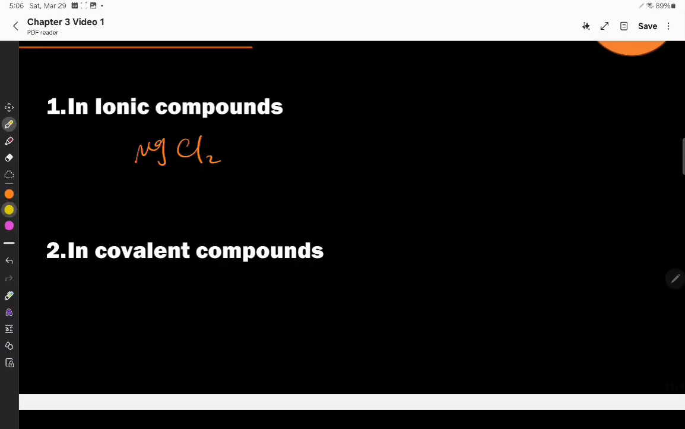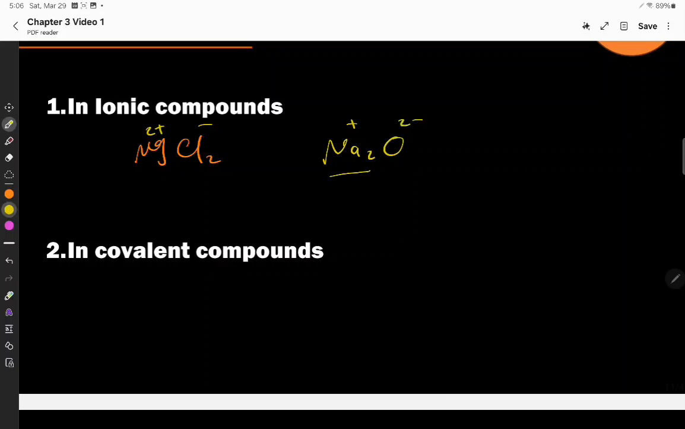Magnesium here is positive, it will be 2 positive, and chlorine will be 1 negative, because magnesium is a divalent element and it is a metal, so it will be positive and the non-metal will be negative. Here if we look, we have metal, non-metal, the metal will be positive, the non-metal will be negative. And let's see another one, Na2O, this is a metal, sodium will be 1 positive and oxygen will be 2 negative.